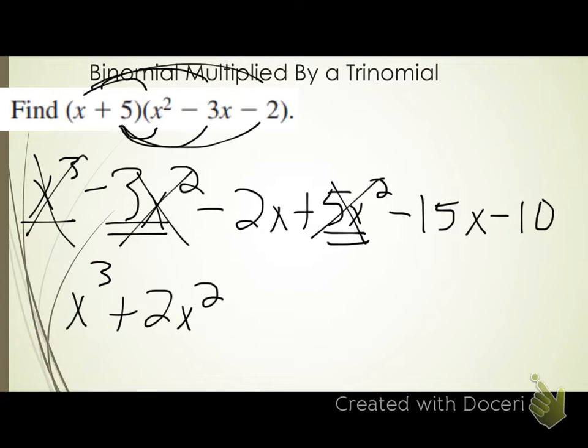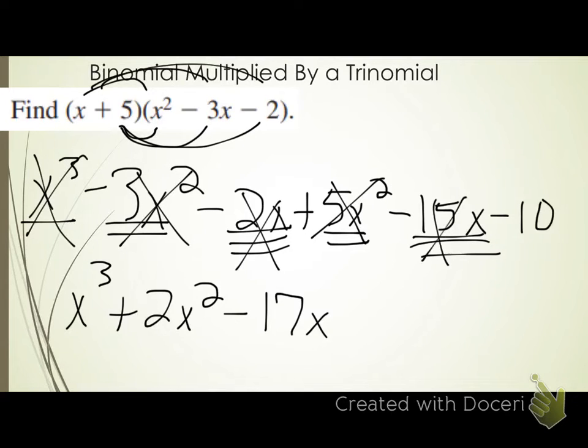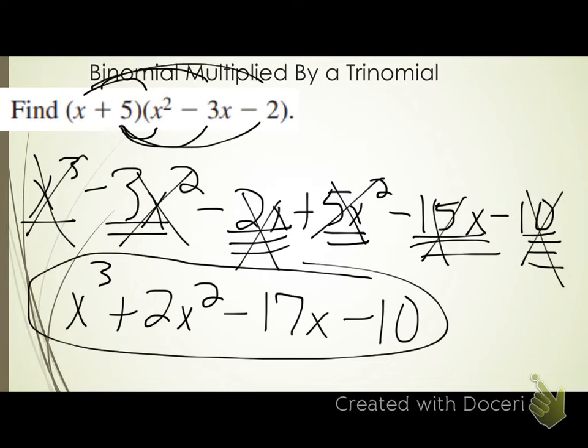What's my next biggest exponent? Negative 2x and negative 15x. What's negative 2 minus 15? Negative 17x. Do I have any other constants besides negative 10? No. Any confusion on what I've done? Any other like terms I can combine? No. Is this in standard form? Yes, it is.